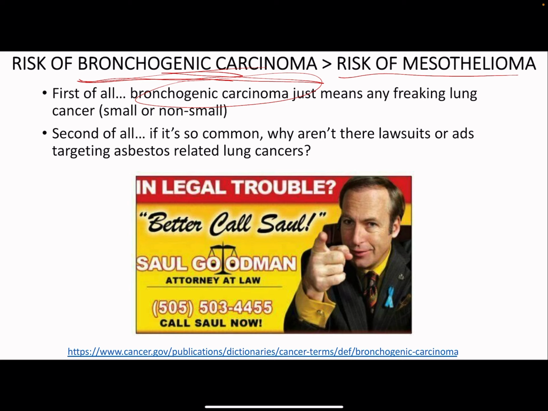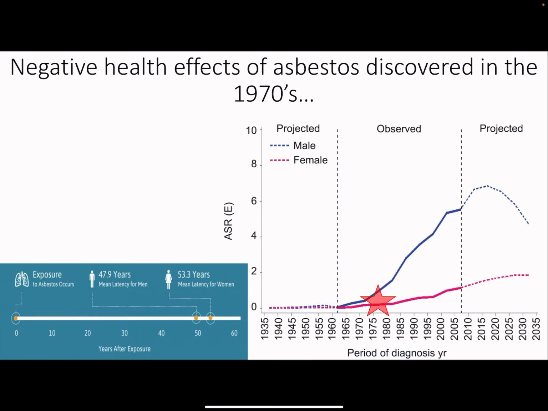However, mesothelioma is really only caused by asbestos. So if you got mesothelioma, it was probably from asbestos. So it's easier to pinpoint the finger at some organization you used to work for and initiate a lawsuit.